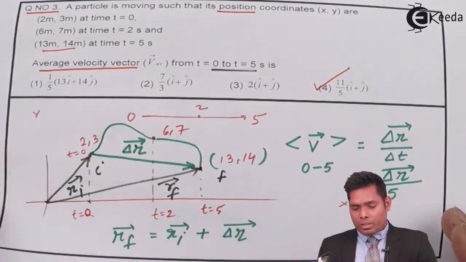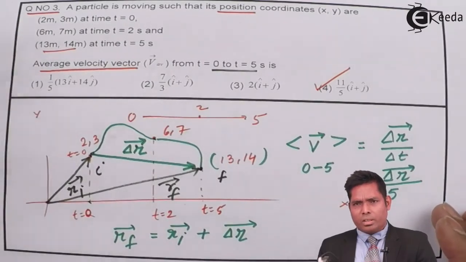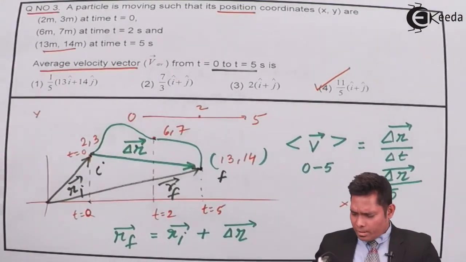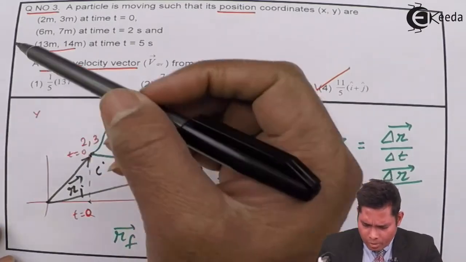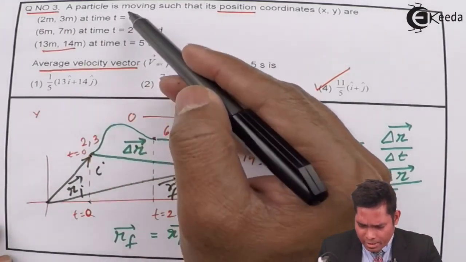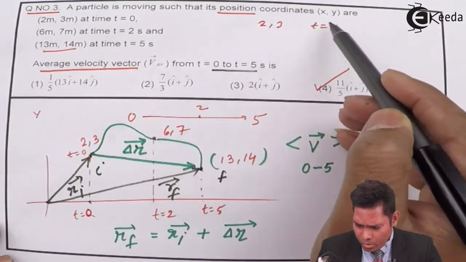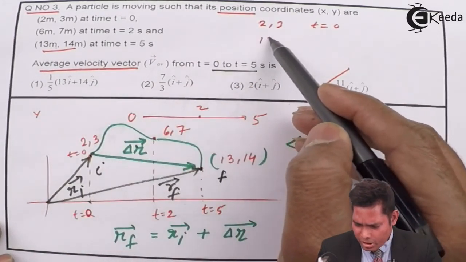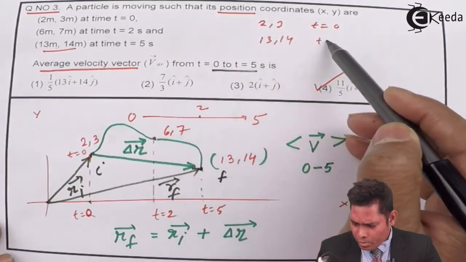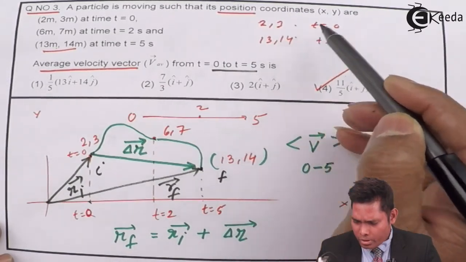Otherwise, there is a very short shortcut method. Just see the answer, you can get the result. The shortcut method is that between these 2 points it is asked. The first point is 2 comma 3 at time t equals 0, and the last point we are interested in is 13, 14 at time t equals 5. So these are our 2 points.